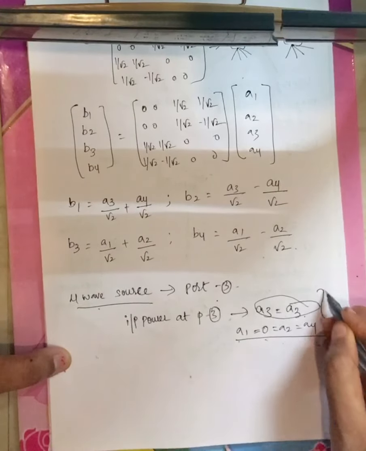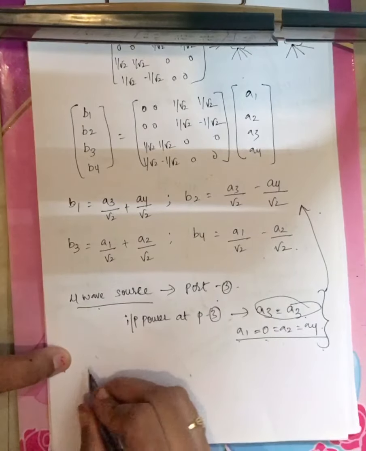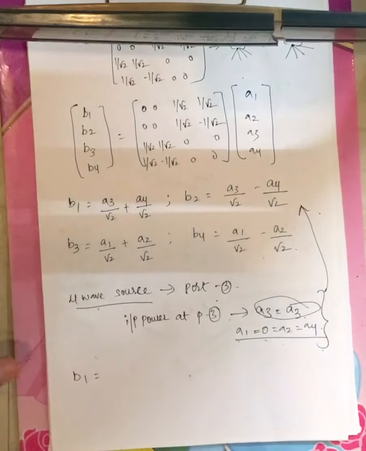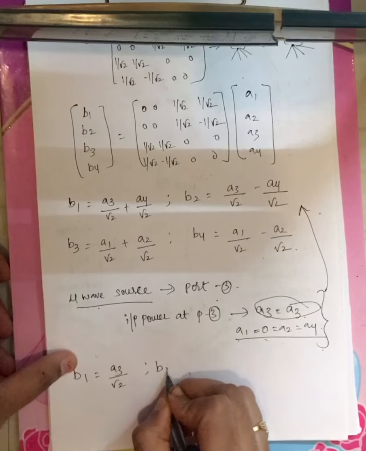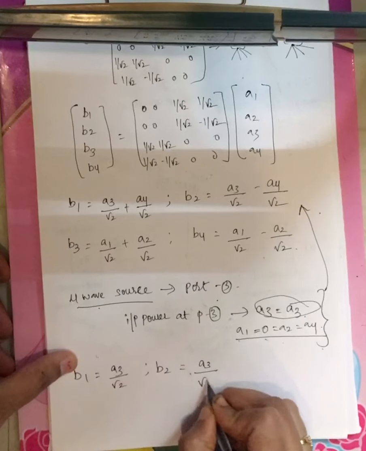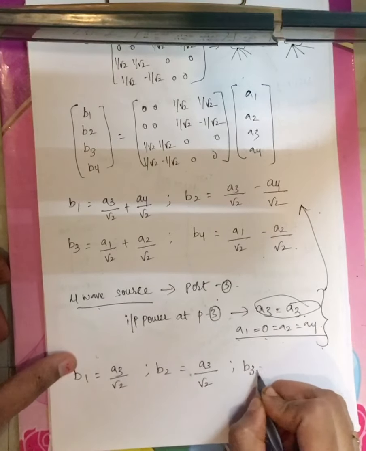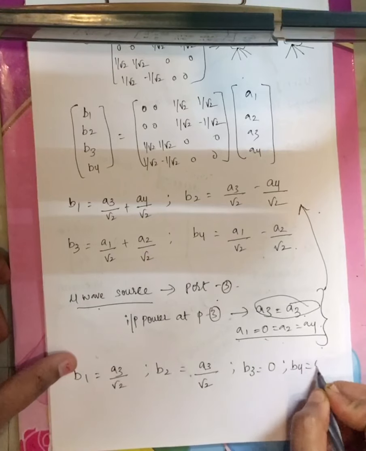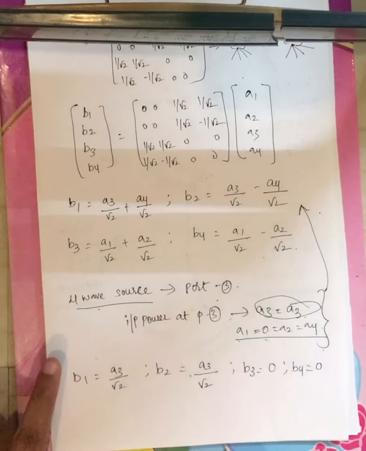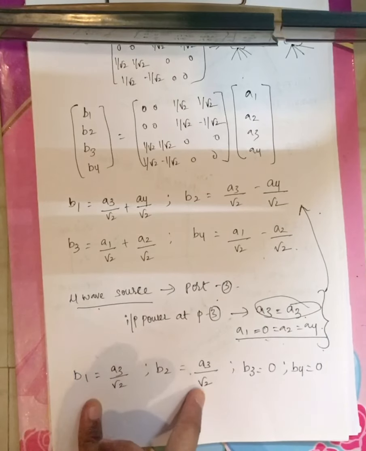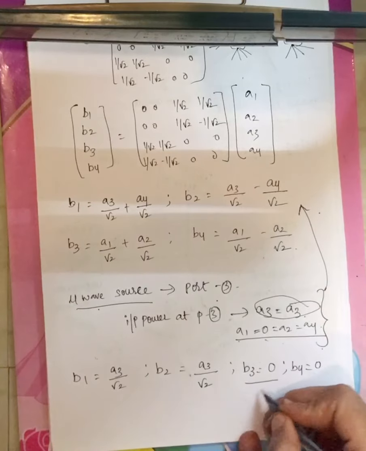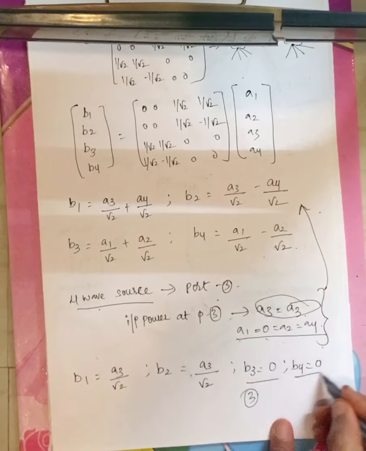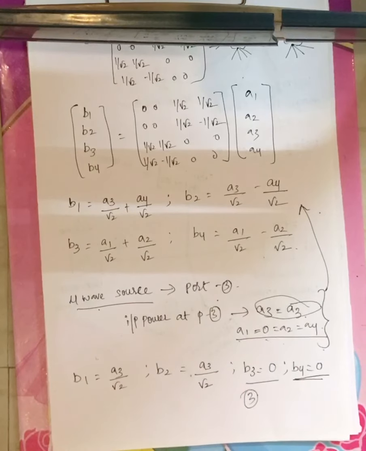Now if I substitute these values in these equations, what is B1 you will get? B1 is nothing but A3 by root 2, right? And B2 is nothing but A3 by root 2, right? B3 you will get as 0 and B4 you will get as 0, right? That means if I give input power from port 3, output is collected at port 1 and port 2. You won't get any reflection from port 3 because port 3 is perfectly matched, right? And port 3 and 4 are isolated from each other. That's why you won't get any output power from port 4, right?